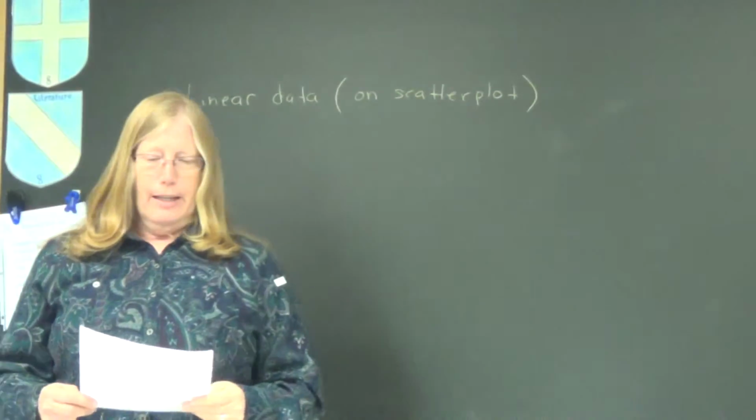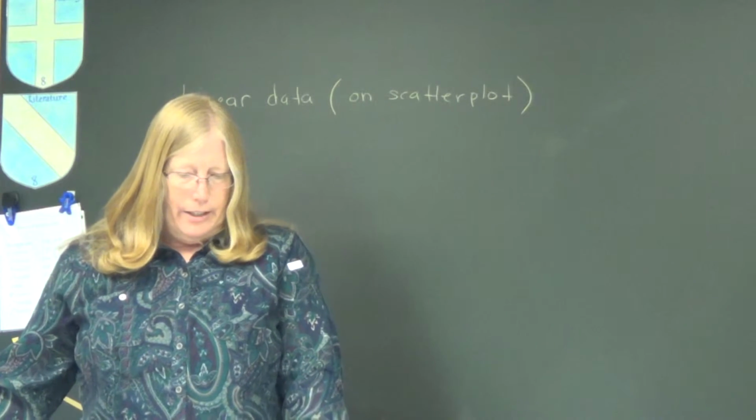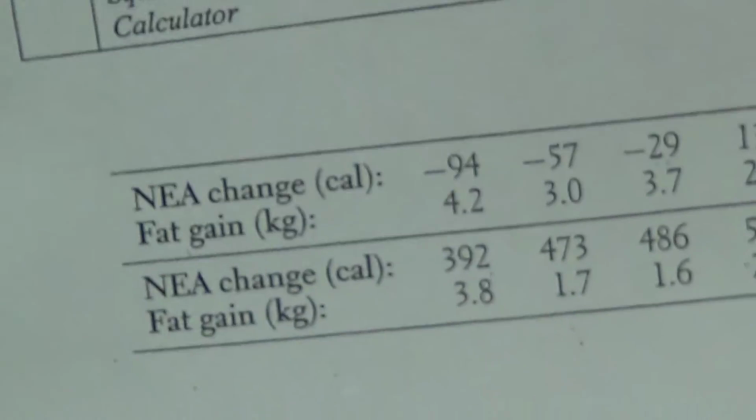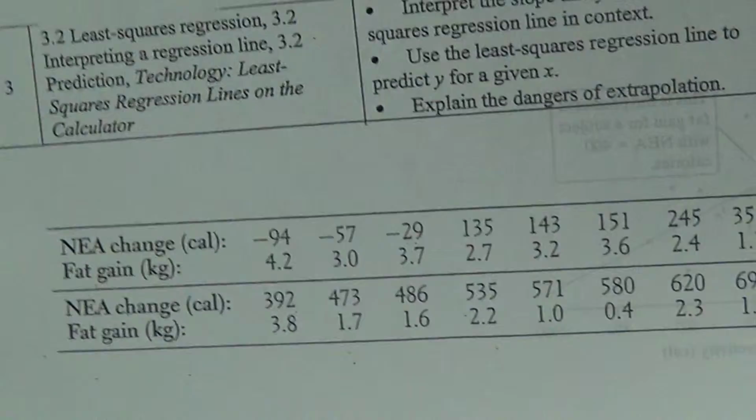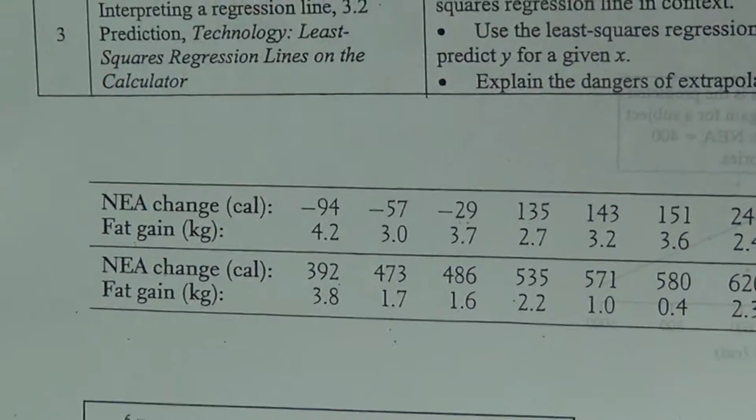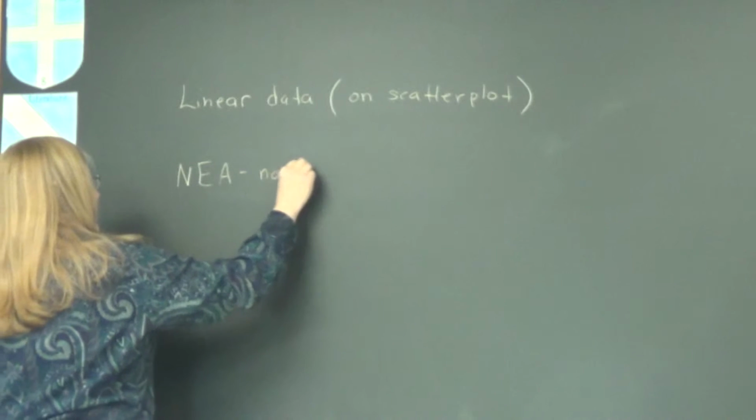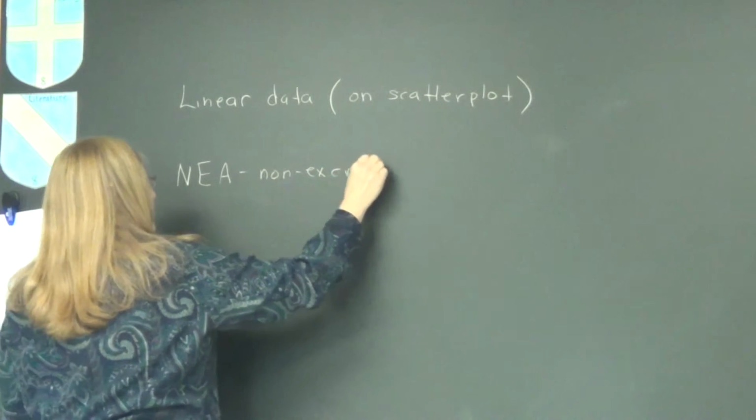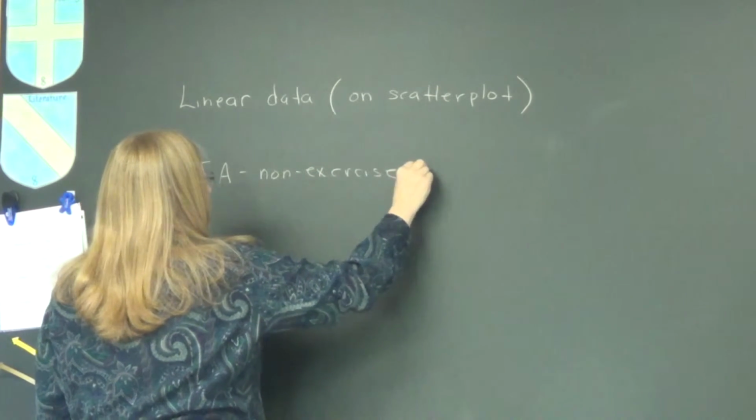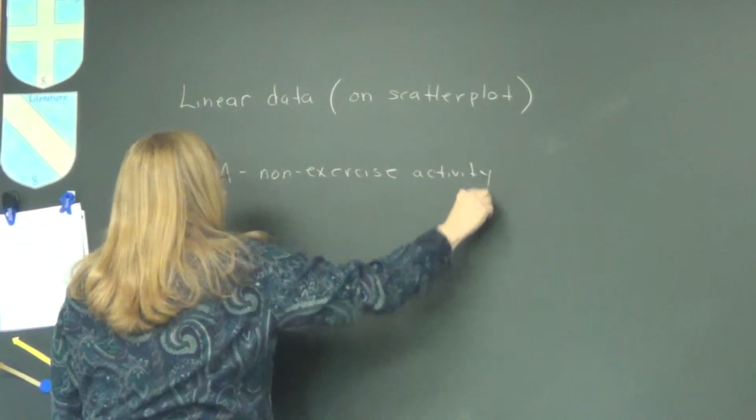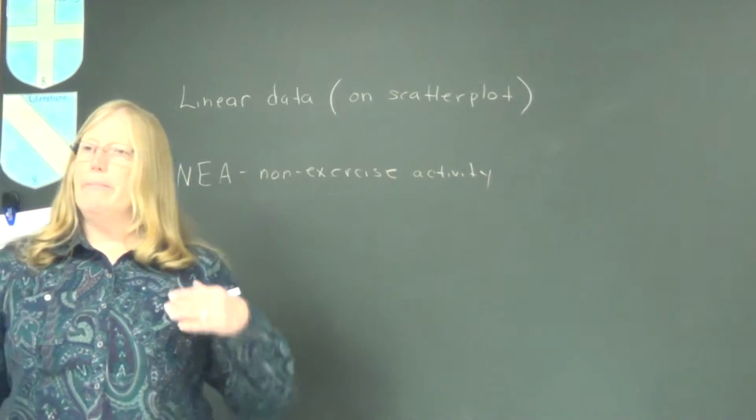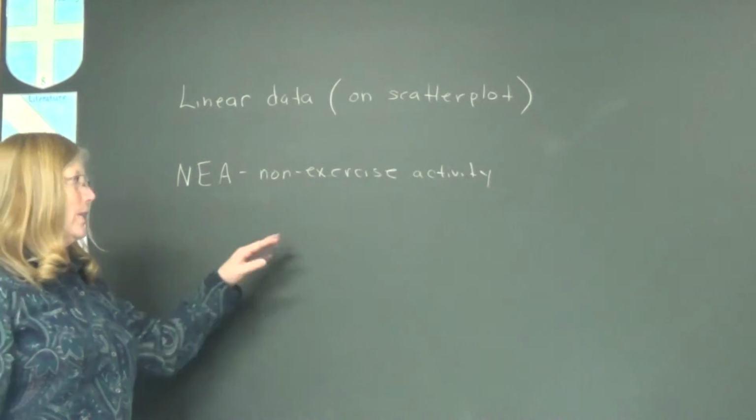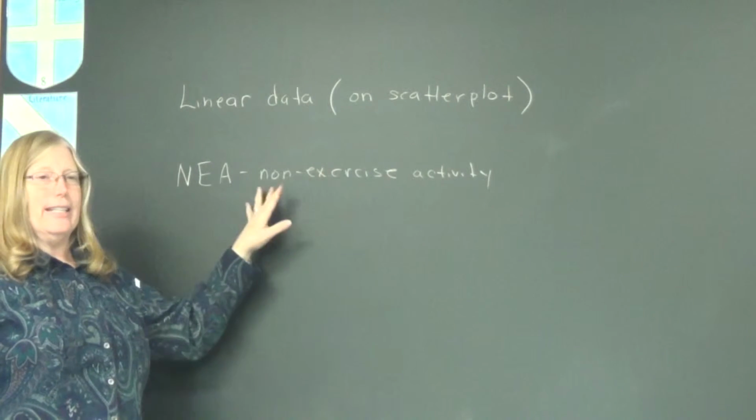So linear data. And the first set of information, where it says NEA, find that chart that says NEA. That's right here. NEA stands for non-exercise activity. So we're talking about not a planned walk around the neighborhood or a planned jog. We're talking about activity that is non-exercise.